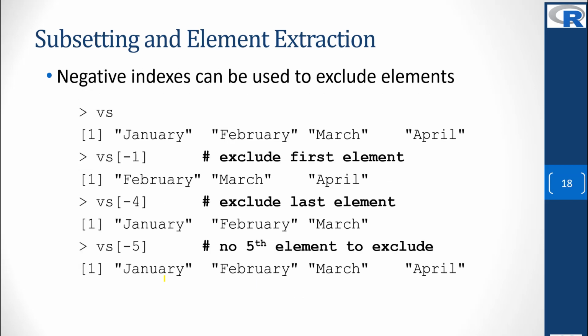We can get even trickier with our indexing and our extraction here. We can use negative indexes where we have our month names vector, January, February, March, and April. And now instead of including elements, you're excluding things from the vector. And so here by saying -1, exclude the first element. So we don't see January in this result. Exclude the last element. We don't see April in this result.